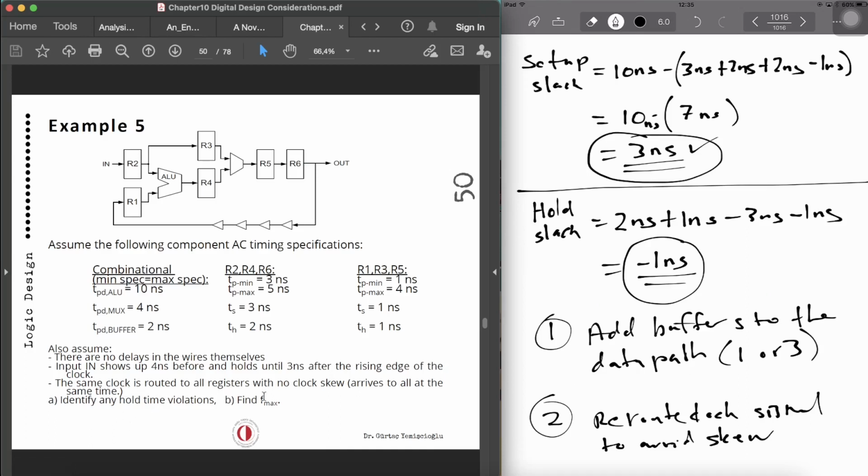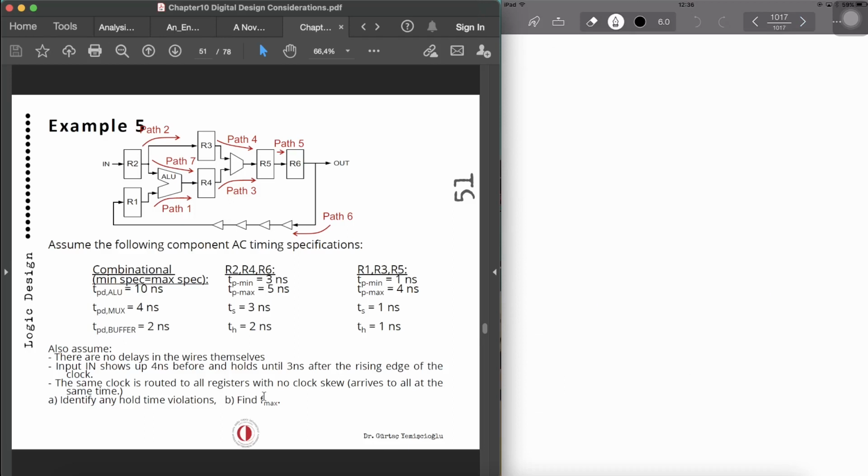So in order to find Fmax, we have to find T min, so the longest worst case delay in the path. So we have to analyze each of these paths in order to find out these violations and so on. Okay, so let's start with path 1. So what do we have in path 1? Path 1, we have got R1 flip-flop, ALU, and R4. So let's start with T period.